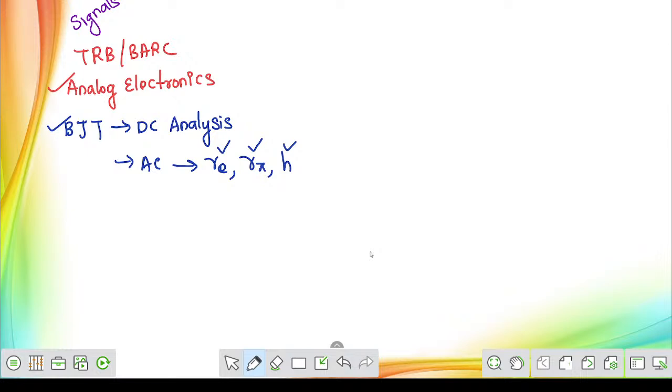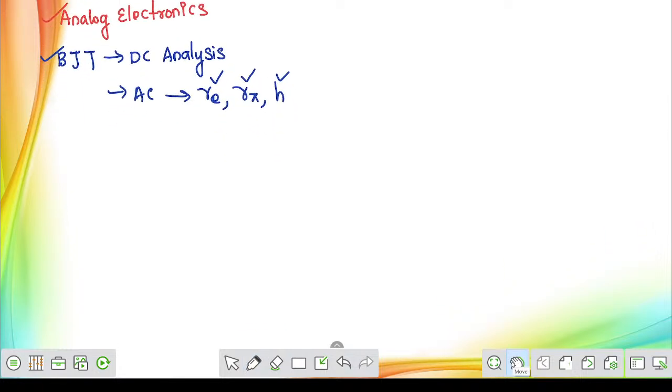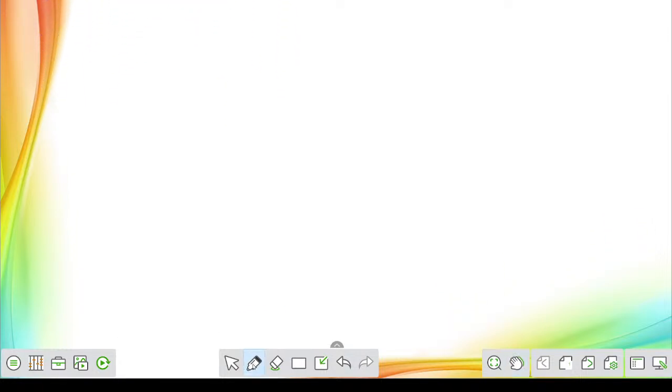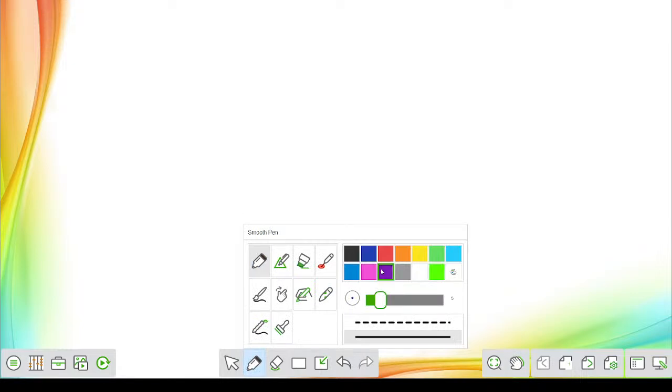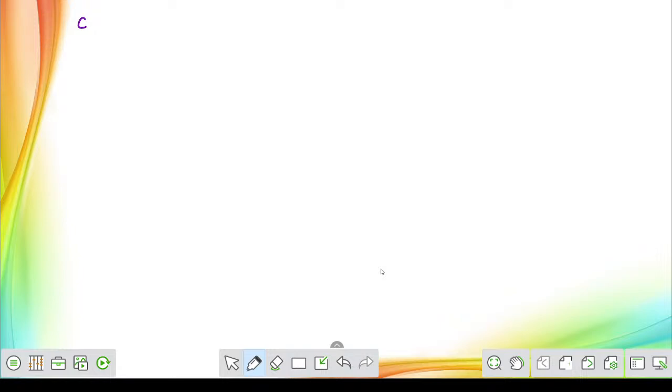Let's see. We know in a bipolar junction transistor, we will have different types of common configurations. If you observe, we have three terminals. Based on the three terminals, we can design the common emitter configuration. We can also design the common collector configuration. Then we can also design common base configuration circuits. Most of the questions will be directly framed on AC analysis, and from these three configurations only.